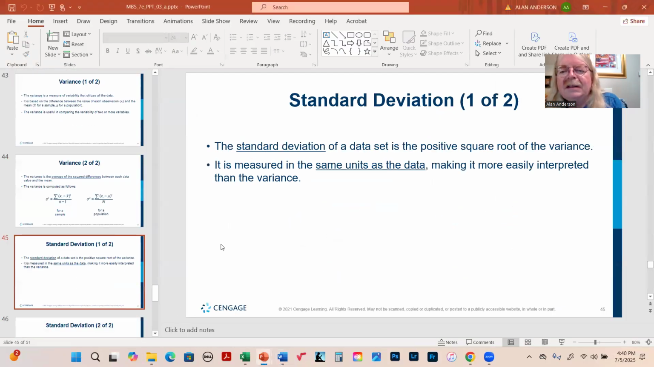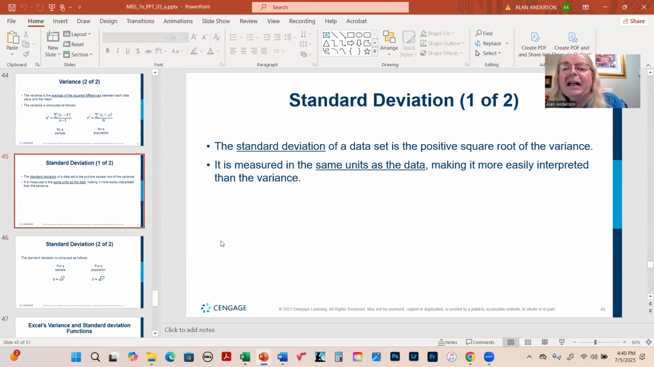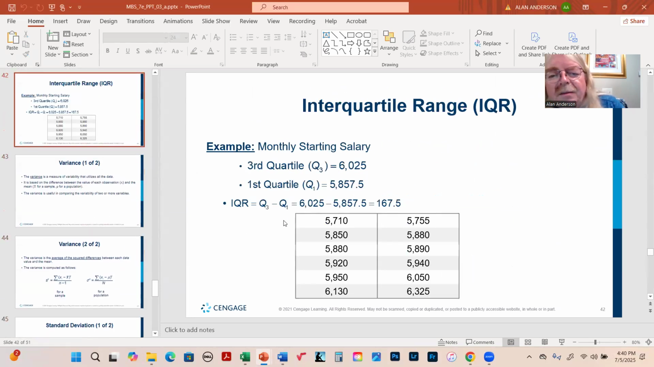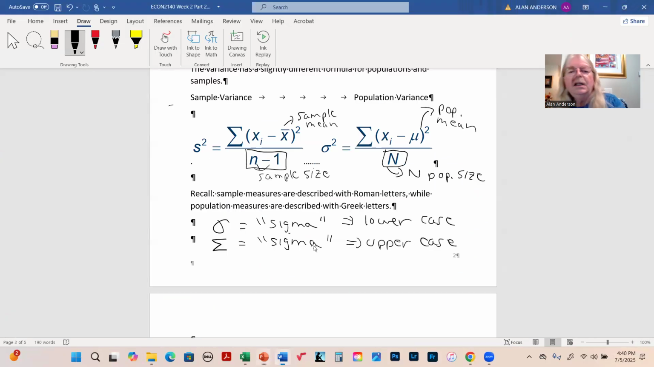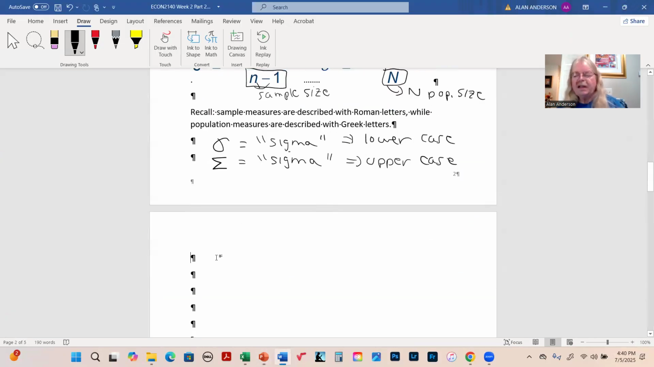let's do an example. Oh, I guess before they do that, they wanted to introduce us to the next measure on the list. There's a reason for that. These two are actually directly related to each other. It turns out that the standard deviation is the square root of the variance.